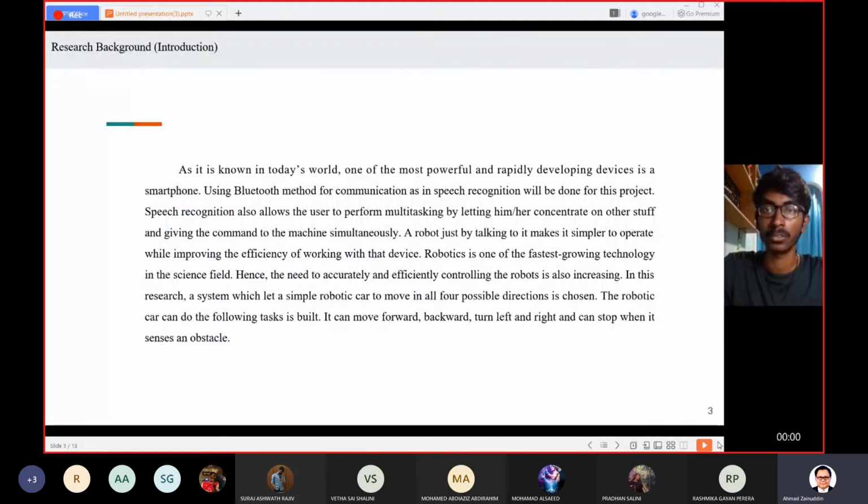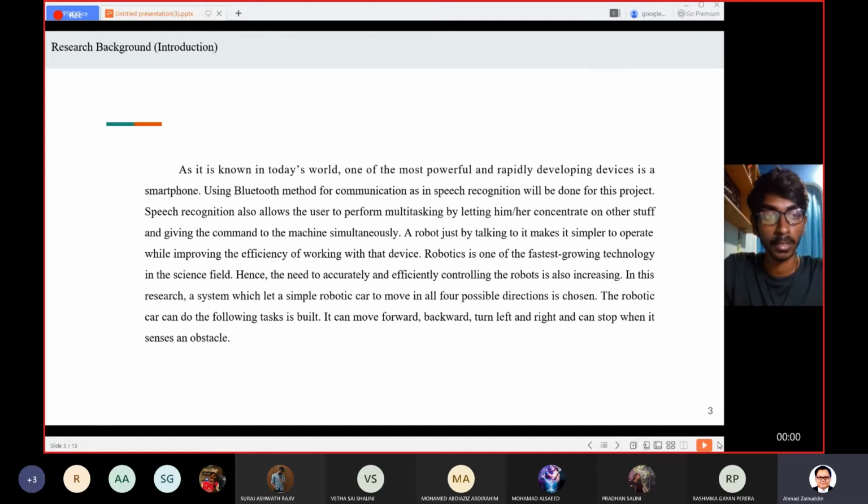First we go through the introduction. My project is about a car which you can control using your smartphone, which works with speech recognition. So when you say move forward, let's say, the car will move forward. With that knowledge, let's get into this.